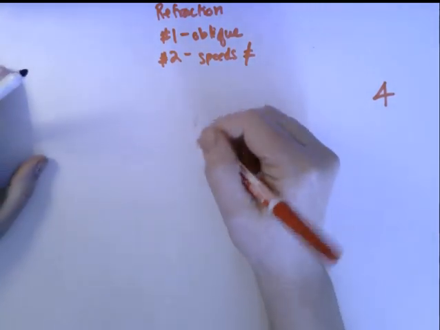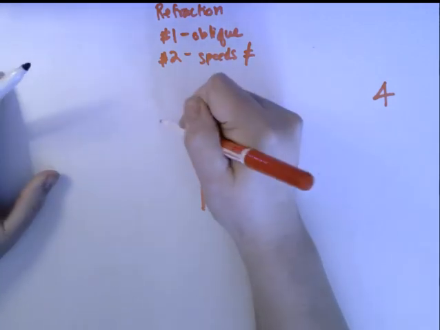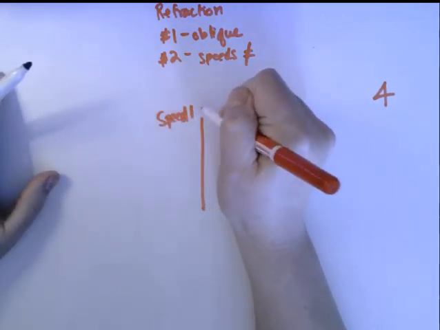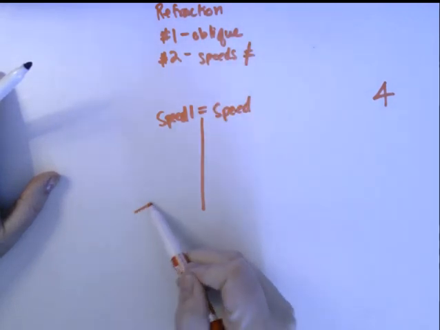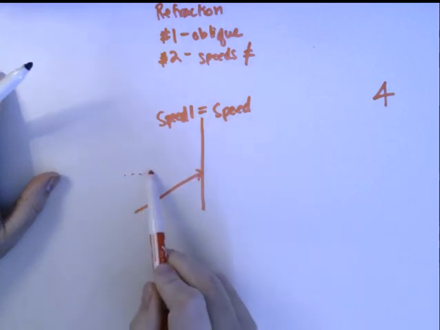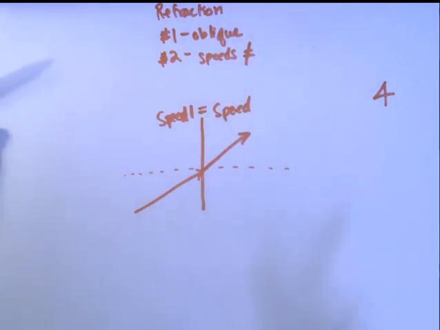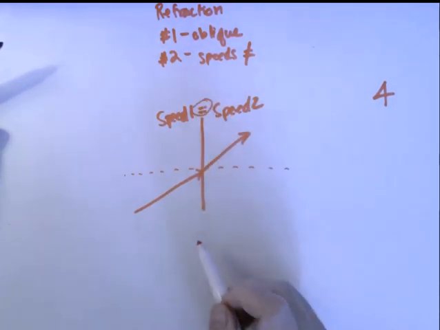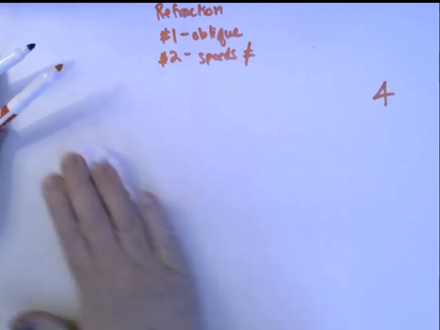So let's just look at this again. If this is our boundary, and we have speed 1 equal to speed 2, when that sound comes in, it's going to travel straight forward. It's going to go the same path into media 2. So when they are equal, there is no refraction. And that all has to do with our second rule.